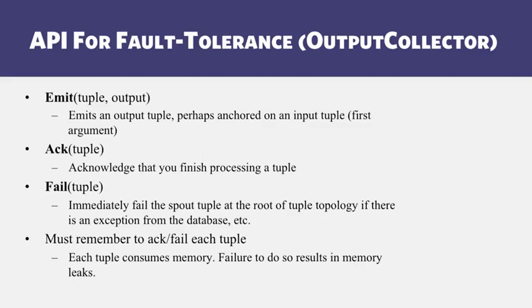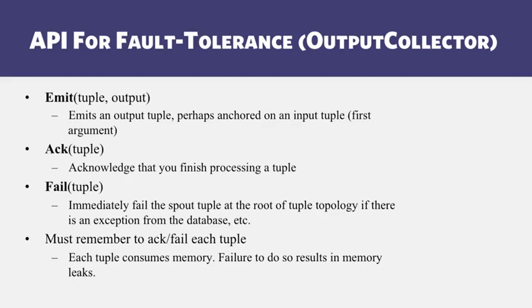Or you can fail a tuple. This immediately fails the spout tuple at the root of the tuple topology, and if so, then you would start replaying the tuples that have been missed as specified in the fail function itself. This might be done, for instance, if there is a failure or if there is an exception from the database, and so on and so forth.